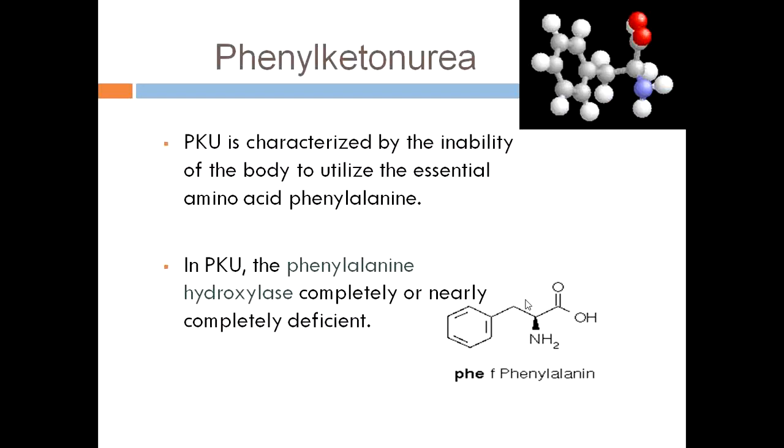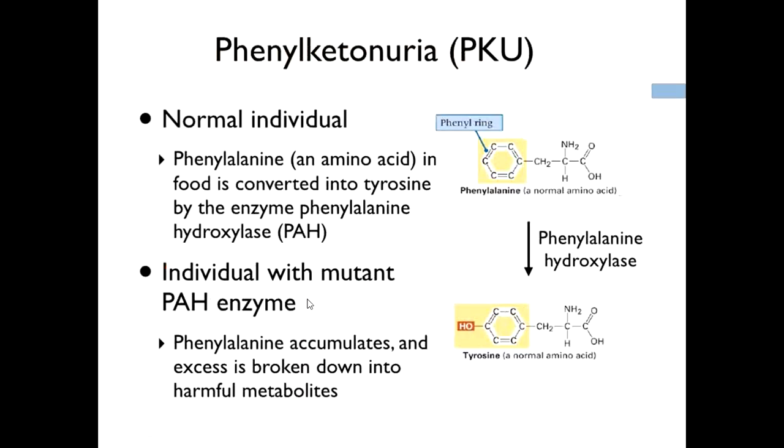Phenylketonuria. It's characterized by inability of body to utilize the essential amino acid phenylalanine. In phenylketonuria, phenylalanine hydroxylase is completely or nearly deficient due to mutation. In a normal individual, phenylalanine in food is converted into tyrosine by the enzyme phenylalanine hydroxylase. But in an individual with mutant phenylalanine hydroxylase enzyme, phenylalanine accumulates and excess is broken down into harmful metabolites.